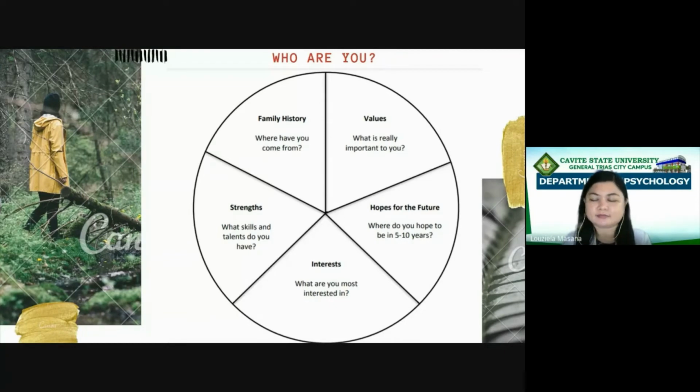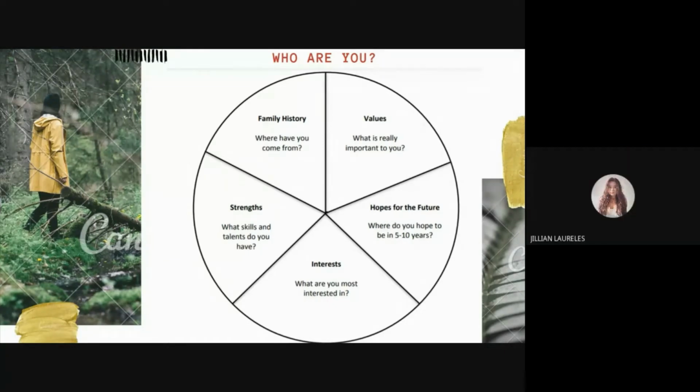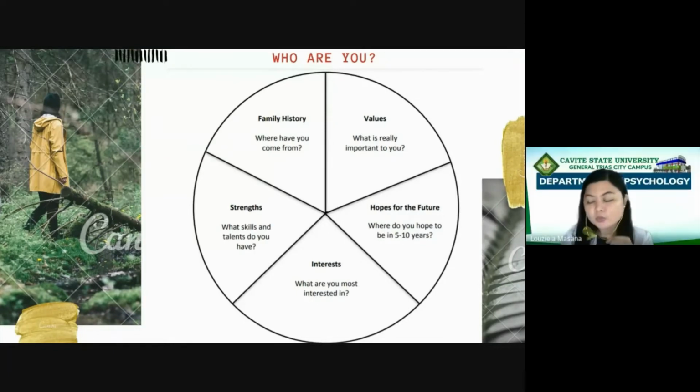Jillian? My family history, where I come from, medyo maguluman po because I'm separated from my father and I am with my mother. I'm, ano ba tawag dito? Illegitimate child of my father. So, medyo maguluman but a strong family. Yun po.